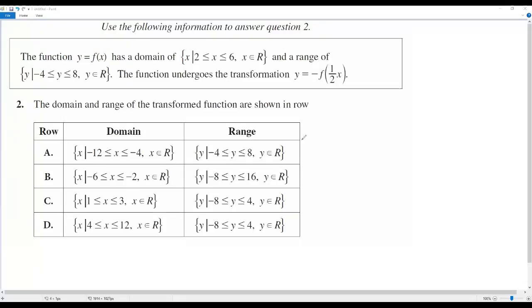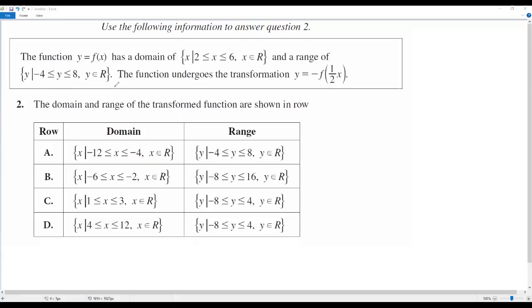Use the following information to answer question 2. The function y equals f of x has a domain of 2 less than or equal to x less than or equal to 6, where x is a real number, and the range is -4 less than or equal to y less than or equal to 8, where y is a real number.